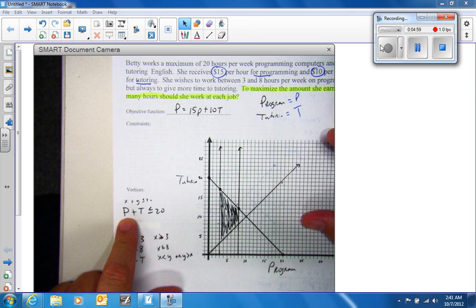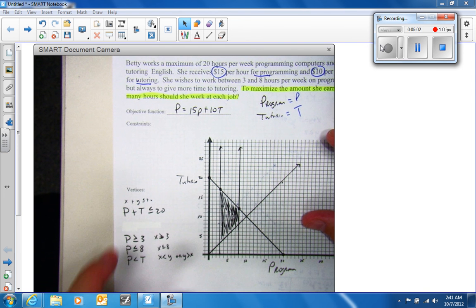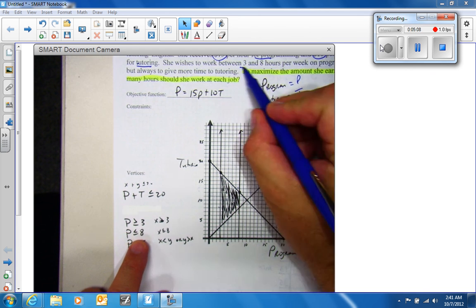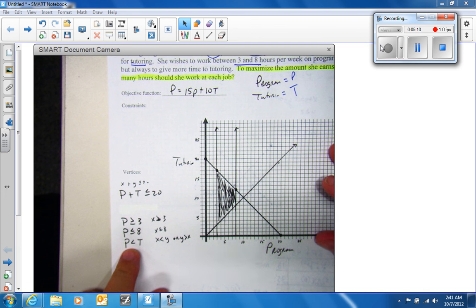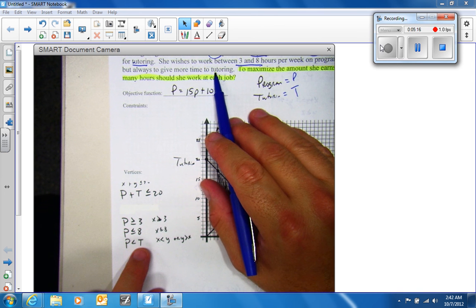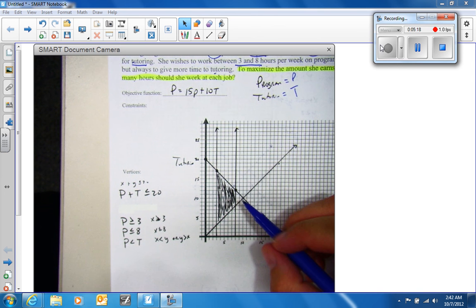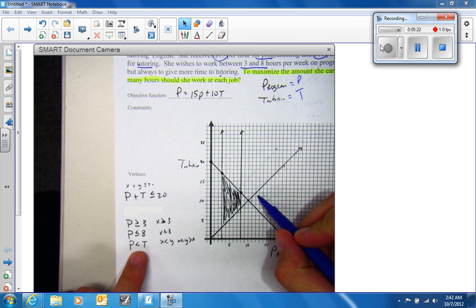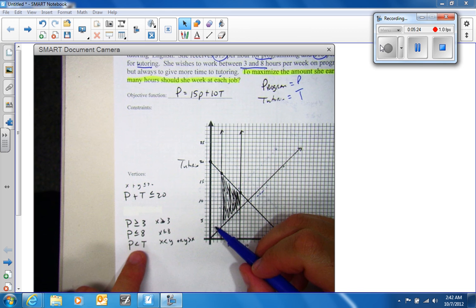Now, you can read the rest of it. Programming and tutoring has to be less than or equal to 20. Your programming has to be greater than 3 hours, but less than 8 hours, because it says so right here. And then, of course, you always want to give more time to tutoring, so that means programming is always going to be less than tutoring. Now, I kind of made a mistake on this one. This line should have been a dashed line, because programming is always less than tutoring.